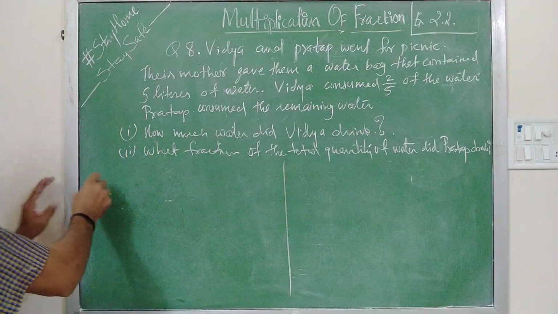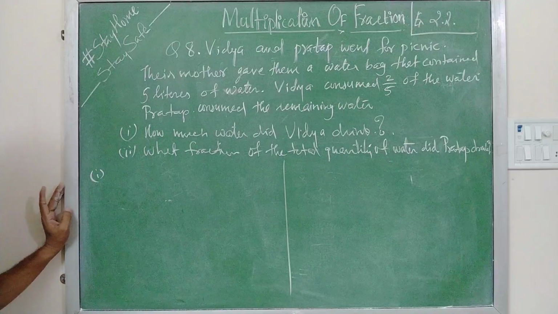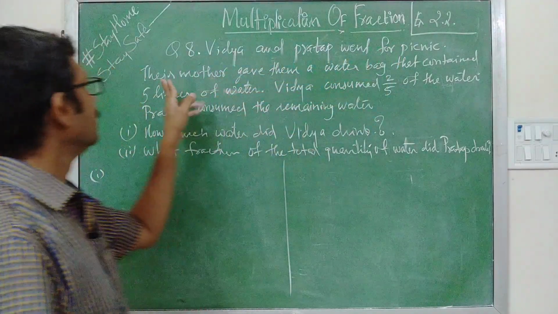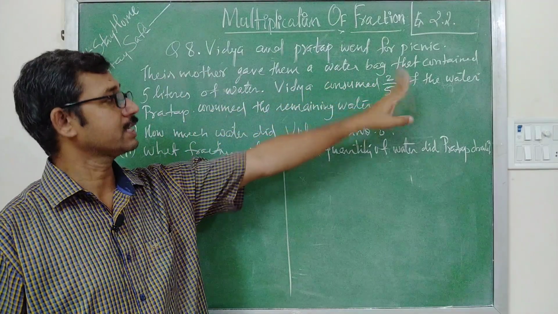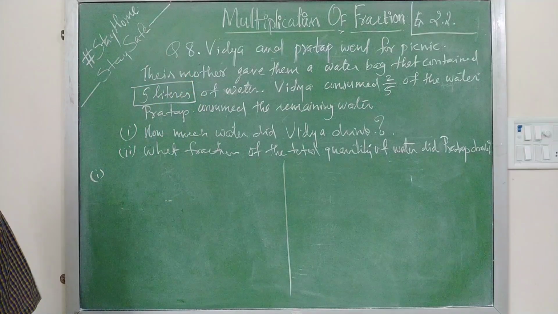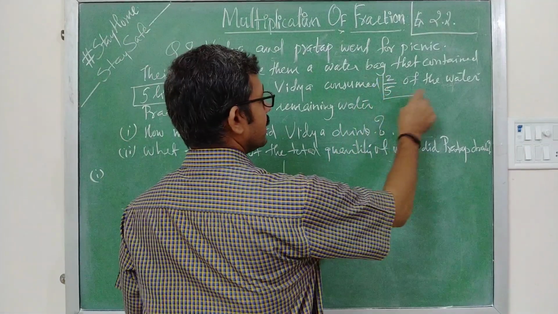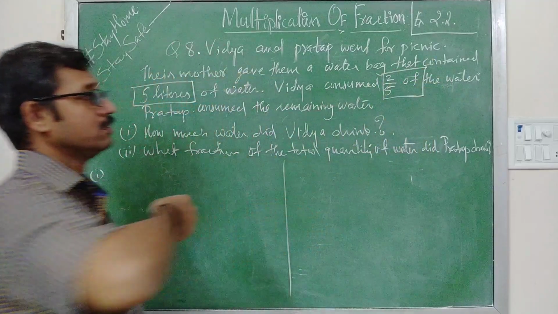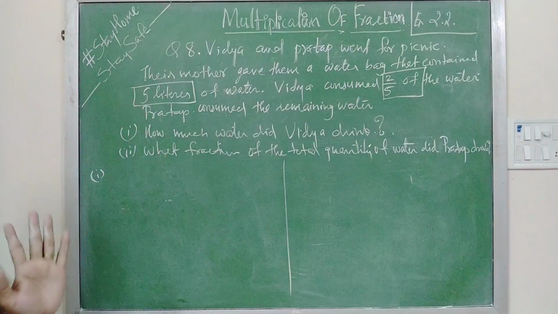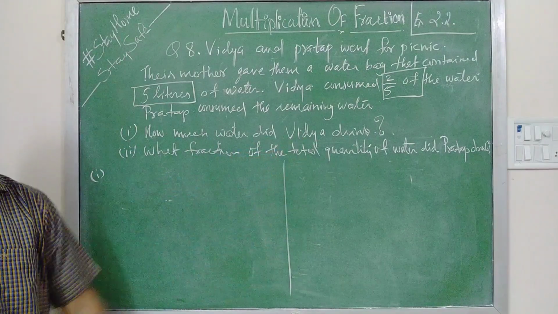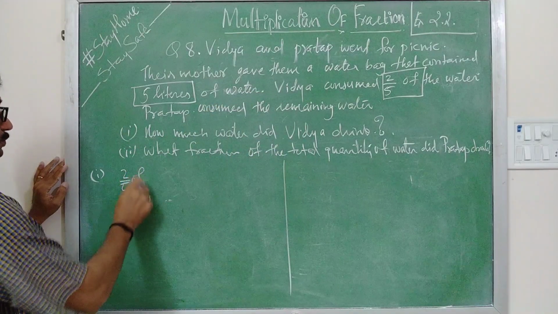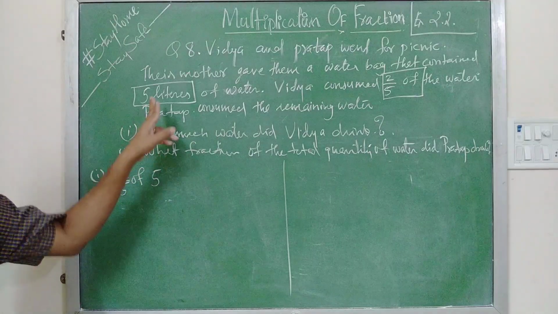First question. Now here look, how much water? Now all of you understand the question. Vidya and Pratap went to the picnic. Their mother gave them the water bag that contains, here the important, 5 liters of water. Now here Vidya consumed 2/5 part of it, and Pratap consumed the remaining. Now first question, how much water did Vidya drink? Vidya drank 2 upon 5 of 5 liter.